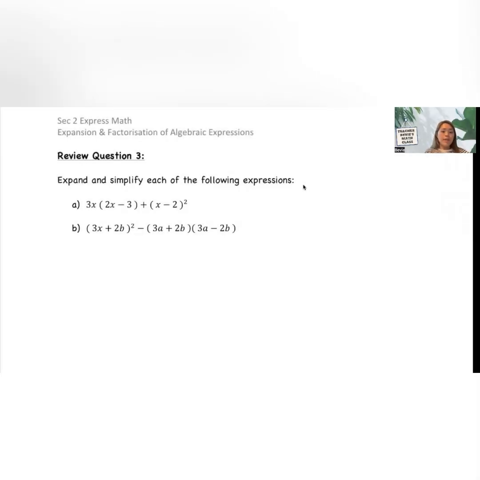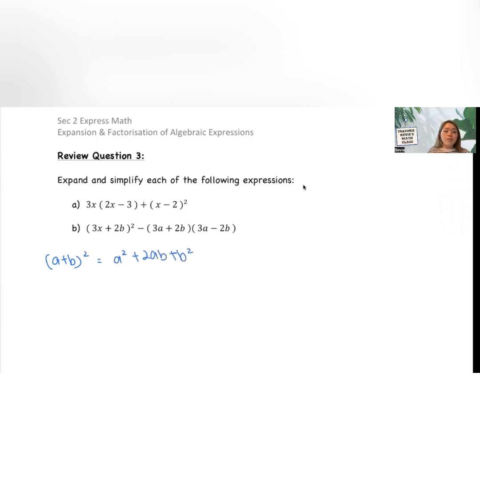For review question 3, expand and simplify each of the following expressions. So before we start on this question, let's just recap all 3 special identities that we have learned. The first one is (a plus b) squared. That gives me a squared plus 2ab plus b squared.